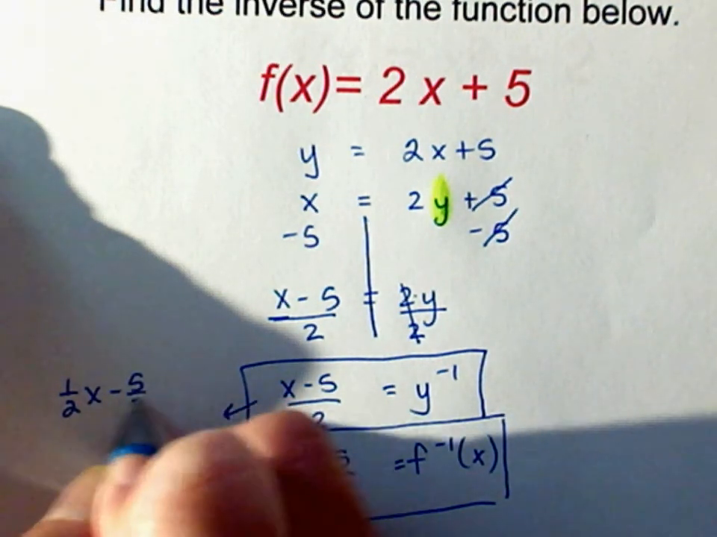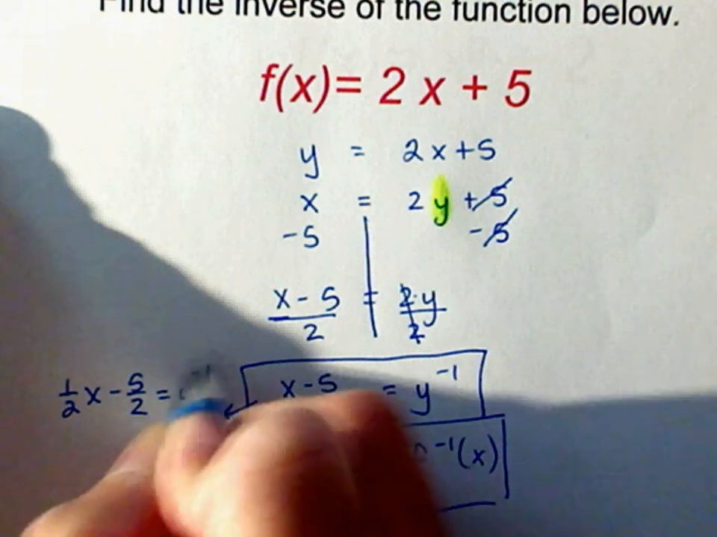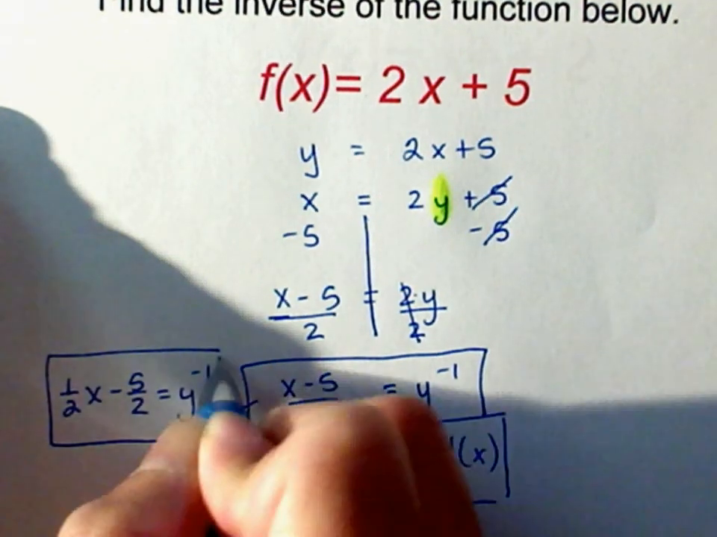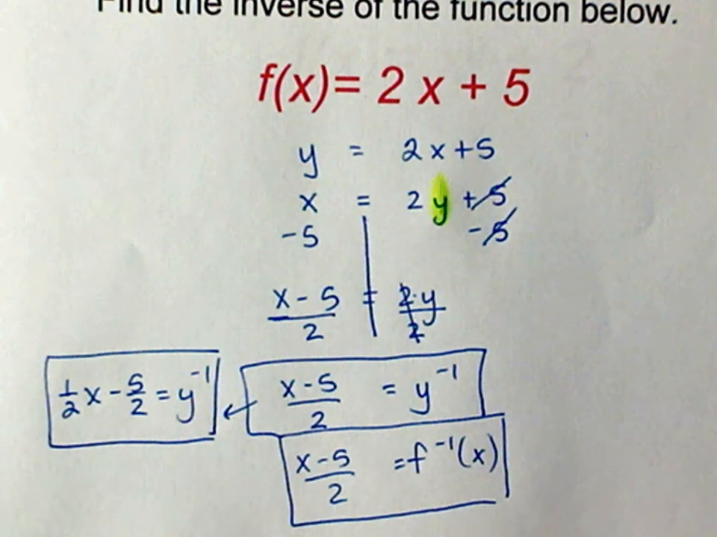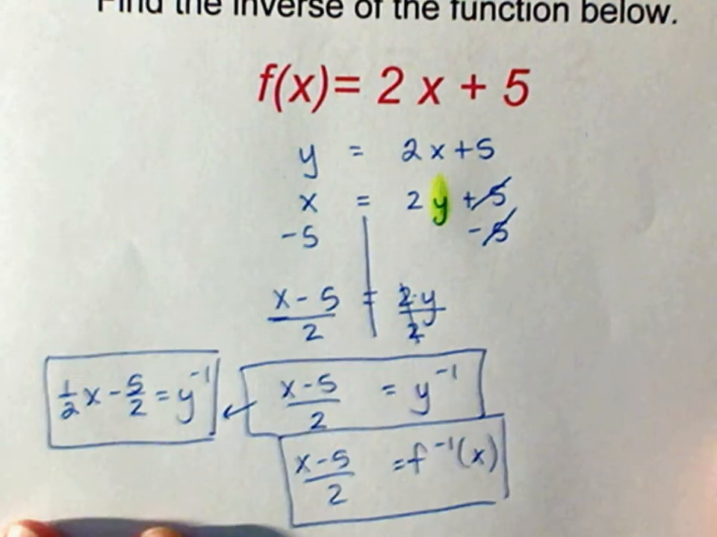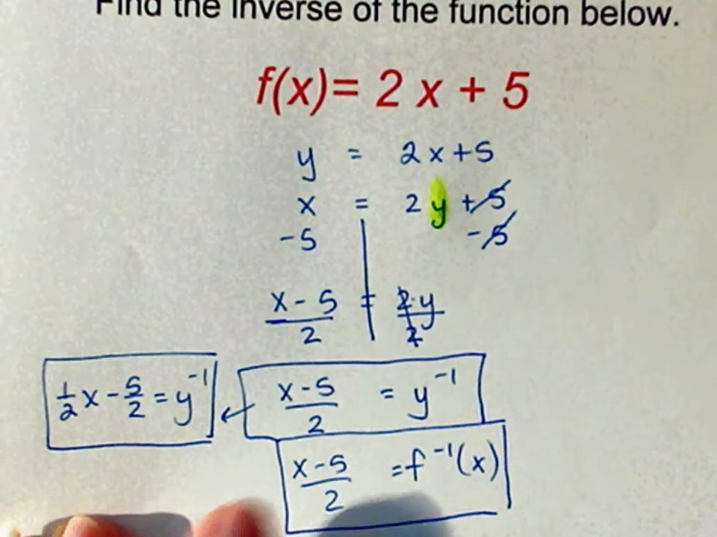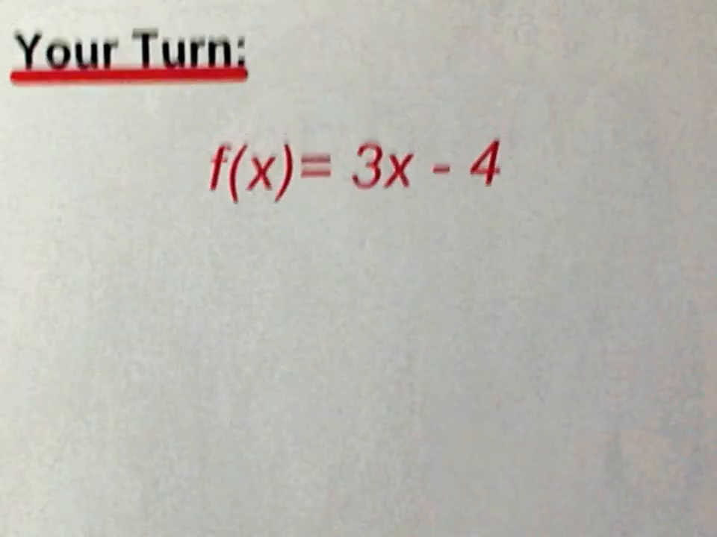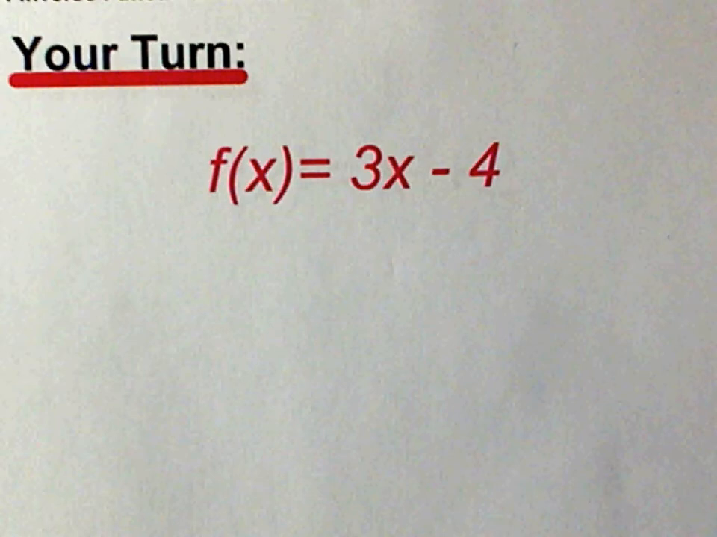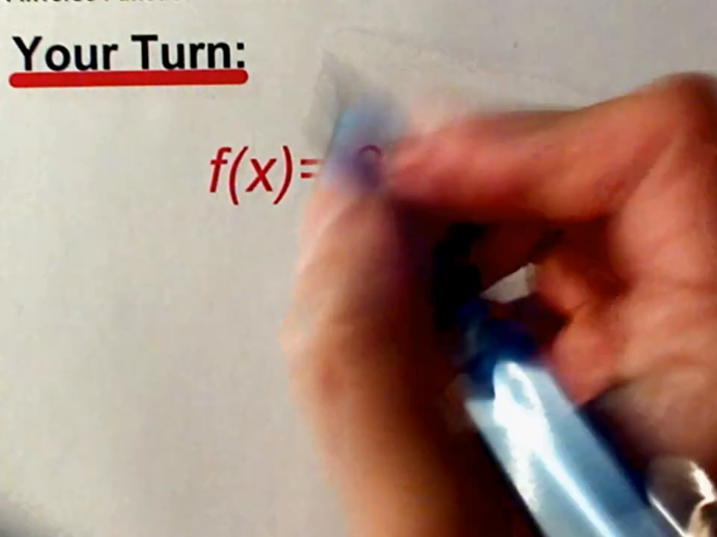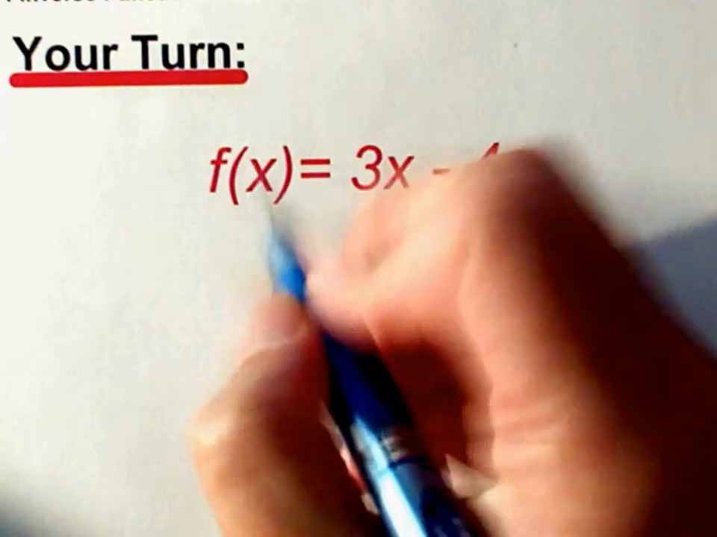Okay? And I'm going to show you the same answer for this one as well. Sometimes you may see it written like this. You divide each of these by 2, so you would have 1/2 x minus 5 over 2 to the negative 1. These are equivalent. That means these are exactly the same. And there you have your inverse function. Okay? So make sure you know your opposites.